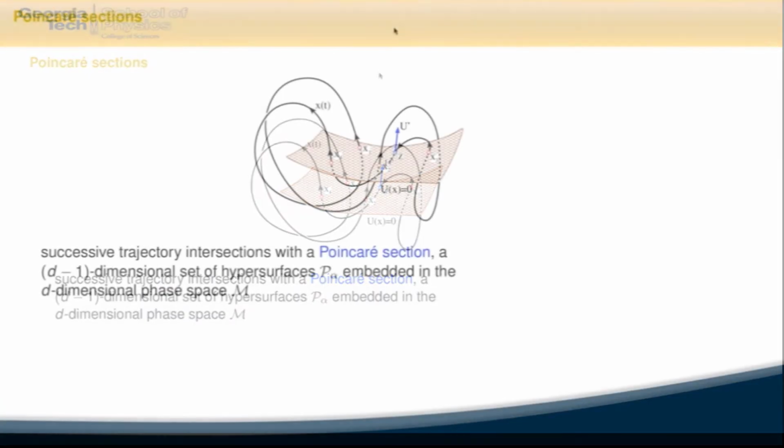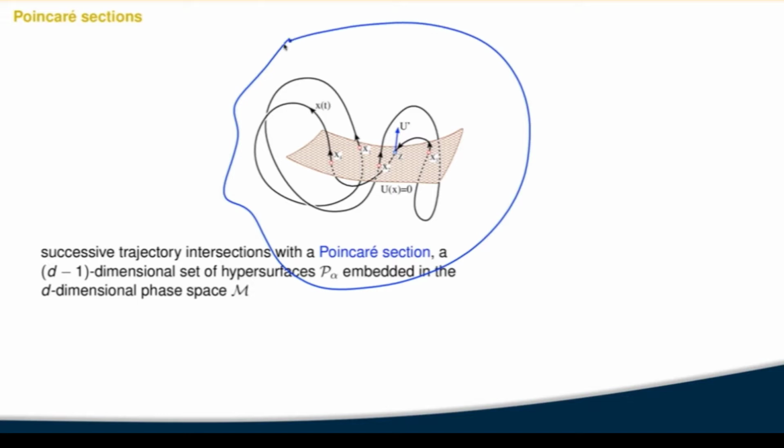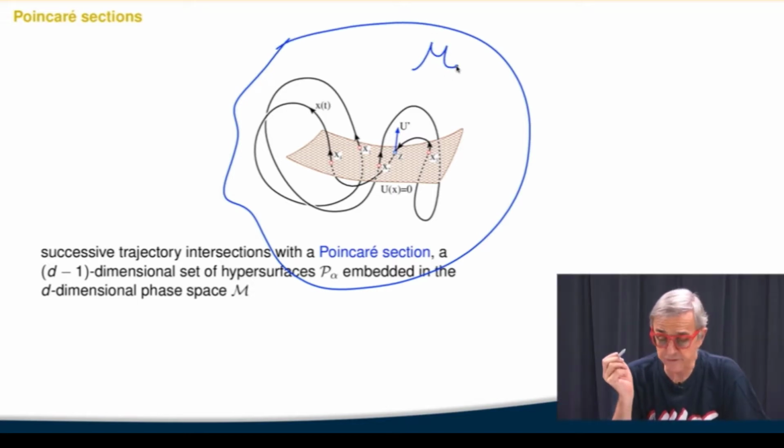Now I would like to explain how you reduce a flow to a map. That map is called Poincaré section. Imagine that you have your dynamical system in a state space. So here is our state space M. And within it, there is a trajectory.